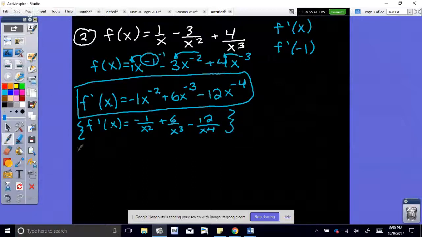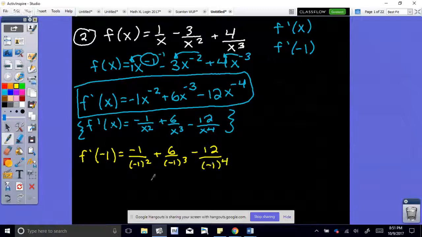Okay, second part of this question asks us to then take our derivative and plug in -1. So we end up with -1 over (-1) squared plus 6 over (-1) to the 3rd minus 12 over (-1) to the 4th. And -1 over (-1) squared is just -1, minus 6, minus 12. So the second part of this would be -19.